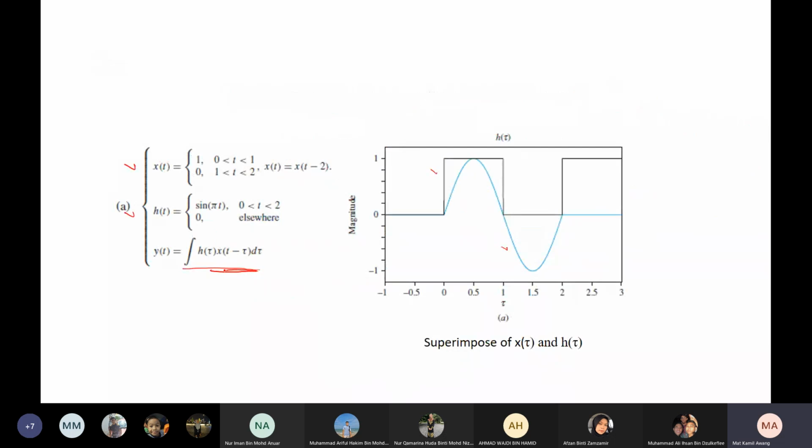So if it's like this, basically what it means is that the one that is moving is the square wave, x of t. You want to know which one is moving, which one is not, you look at this part. So in this case, the square wave is moving.